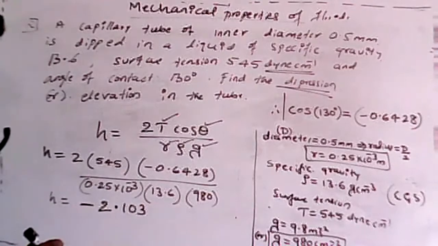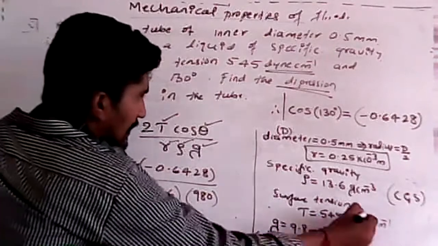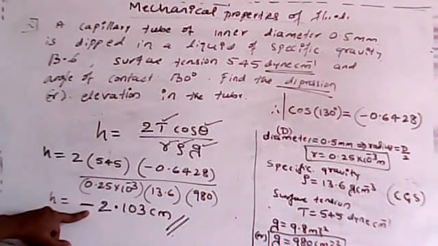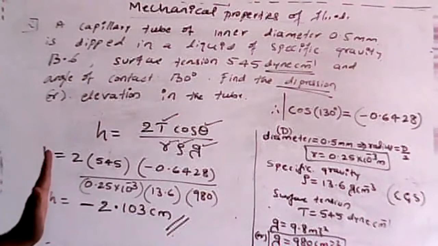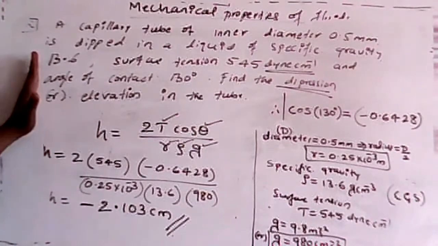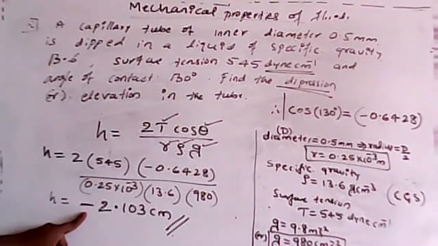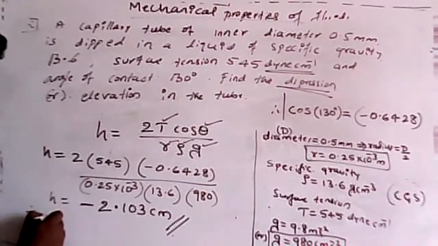2.103 centimeter. Why? Because all are in terms of centimeter. So that's why the height you have to mention in terms of centimeter. You just tell me, students, now H is in terms of negative. Negative means what? Normally, positive means upward direction, negative means downward direction. Then what do I have to write here? Whether it is giving you elevation or depression here. Therefore, depression.